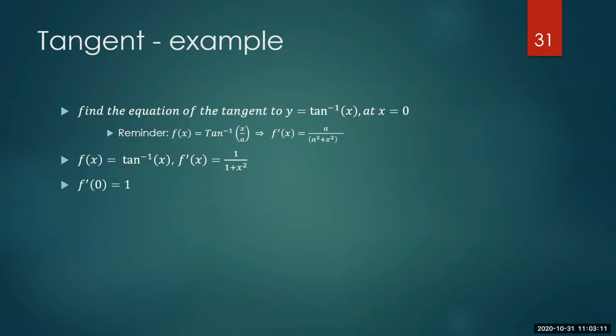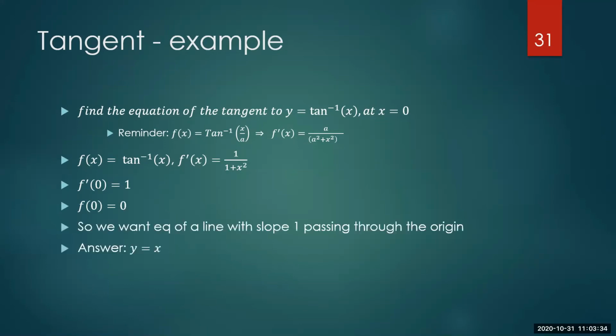And f dash of 0 is equal to 1, because we want the slope of the tangent when x is equal to 0. So the slope is 1. Also we know that if y is arc tan of x, when x is equal to 0, y is equal to 0. So this becomes fairly simple. We want the equation of a line with slope 1 passing through the origin, and the answer is y is equal to x. That's a pretty straightforward example. Let's move on.